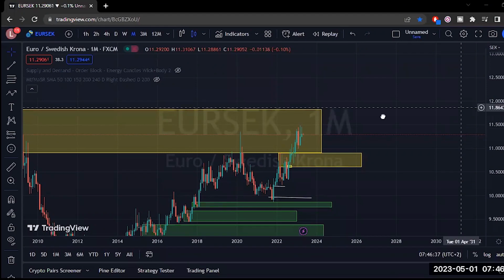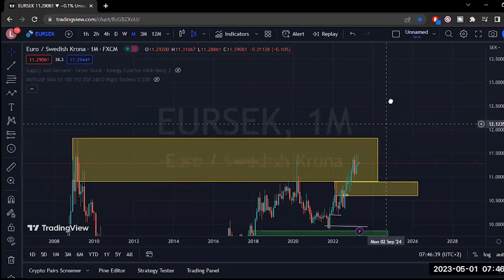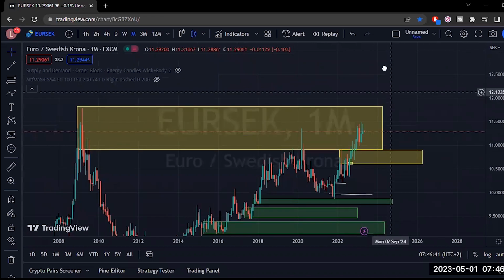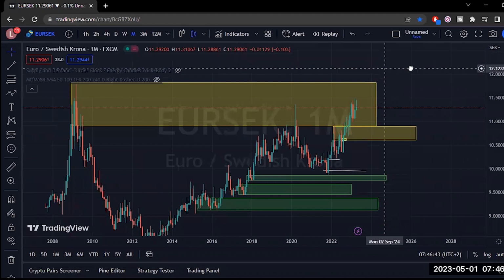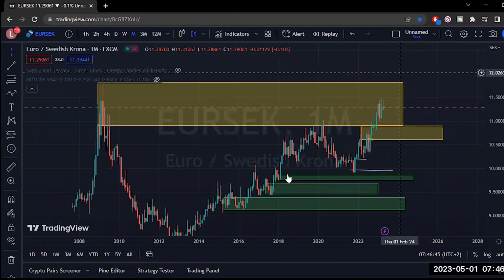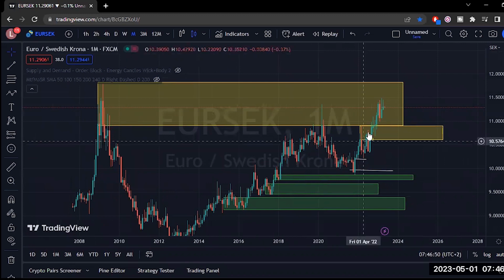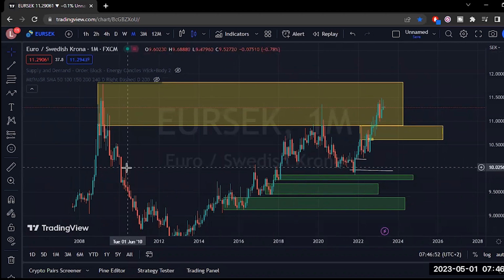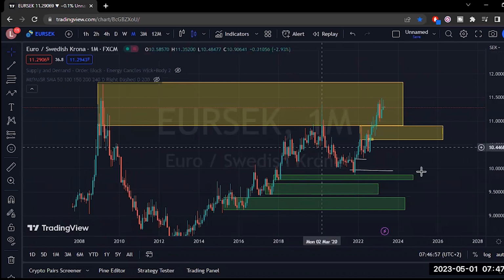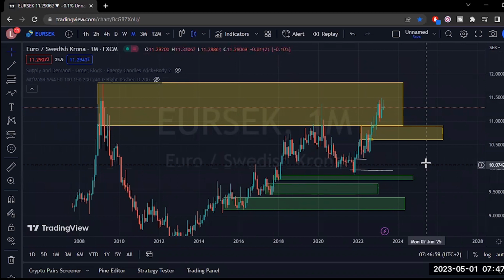Today we're going to be looking at the Euro Swedish Krona, and I'm just looking at my chart here. I don't remember the last time I looked at this chart or when I marked it up, but we can see that price has become slightly aggressive on the supply. So let's just jump right into it. I don't have any active trades in the Euro Swedish Krona right now.